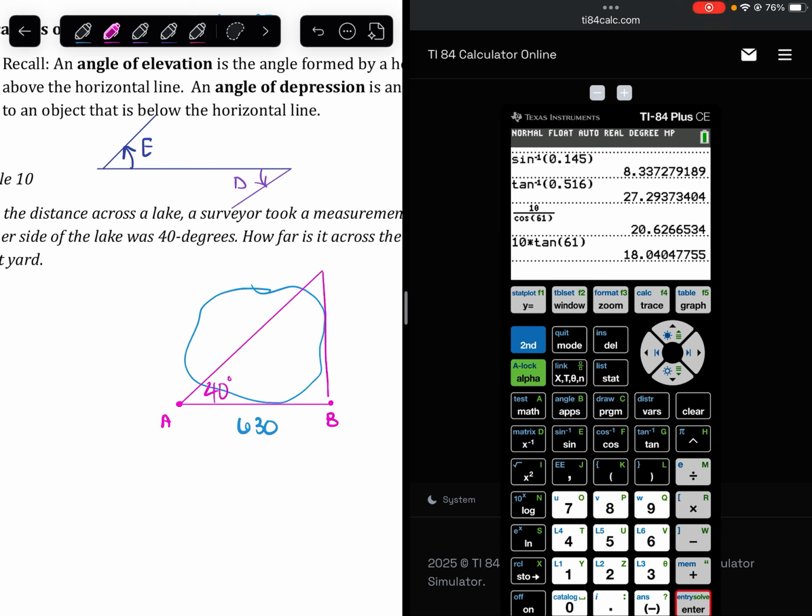How far is it across the lake? That right angle right there is going to give us the length across our lake. Let's draw our lake a little prettier. I think I was supposed to have an image on here and I just forgot it. That makes more sense. There we go.